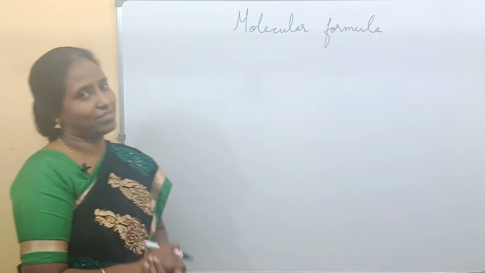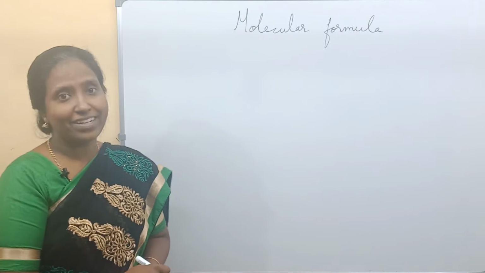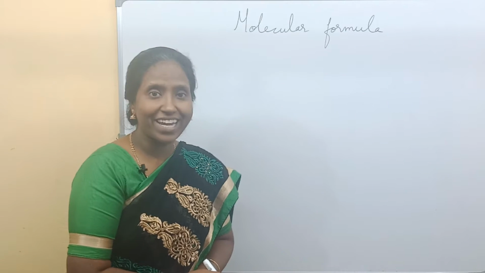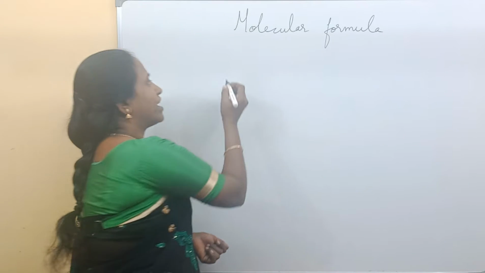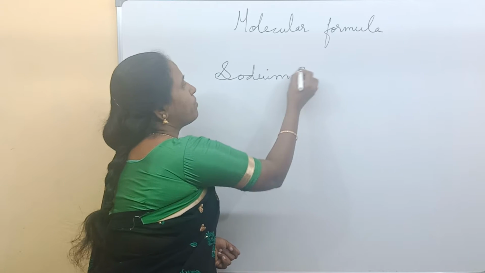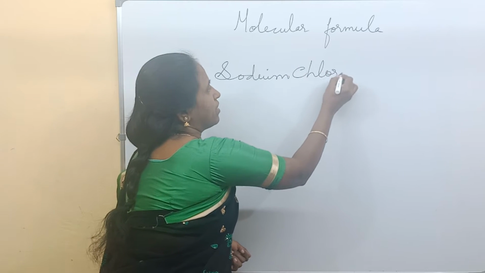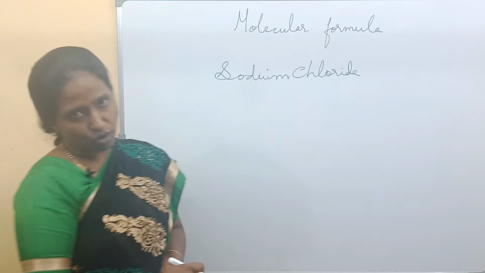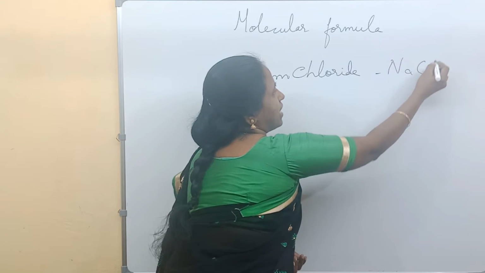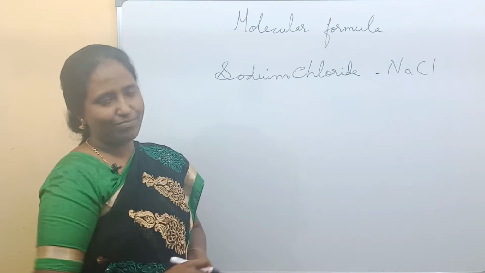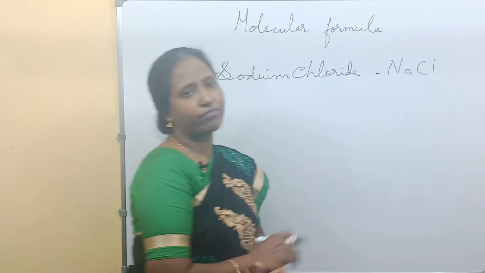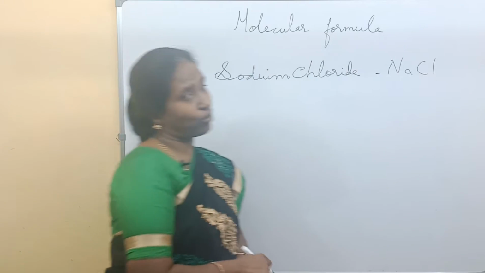We use salt in our everyday life. What is it called? Yes, it is called sodium chloride. Its common name is common salt, and the molecular formula is NaCl. Na is sodium, Cl is chlorine. So NaCl is one atom of sodium and one atom of chlorine.